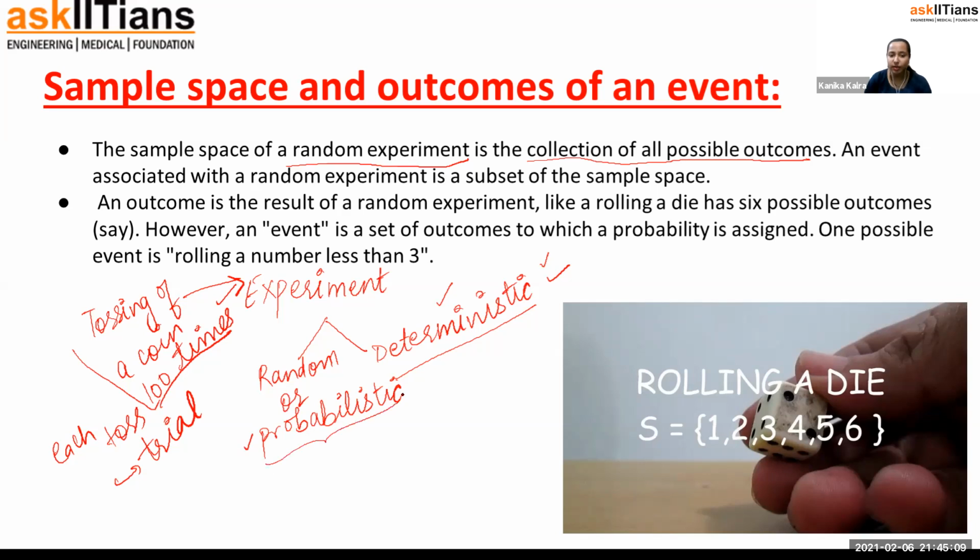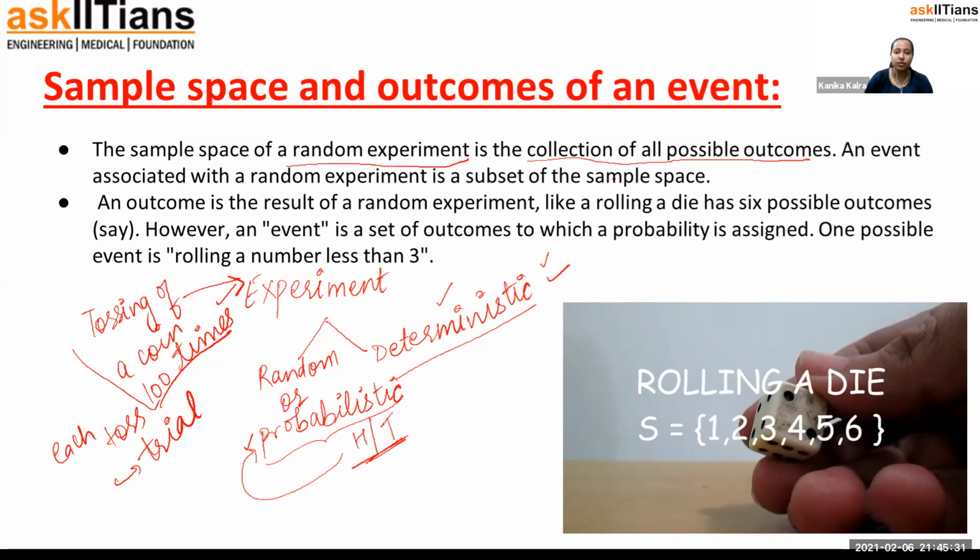And if we talk about the probabilistic experiment, its results are not known to you beforehand. Like for example, if you toss a coin, either you get a head or a tail. It's not decided beforehand. So such types of experiments are known as probabilistic experiments.